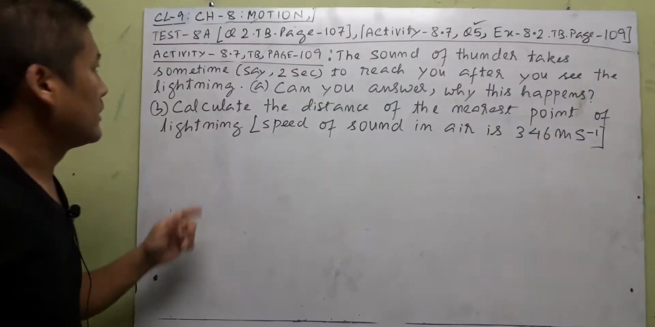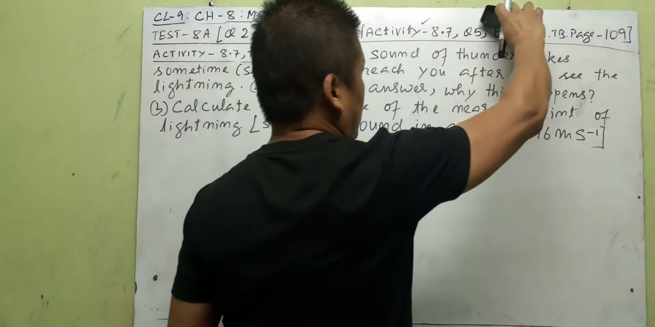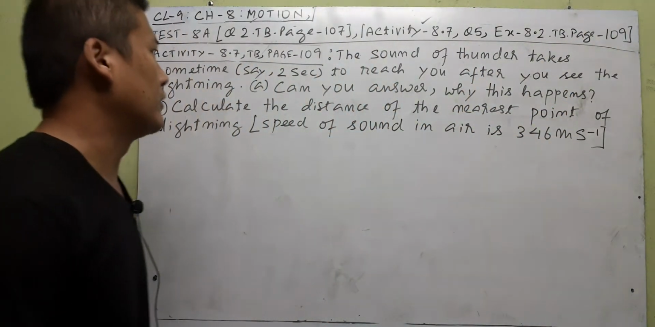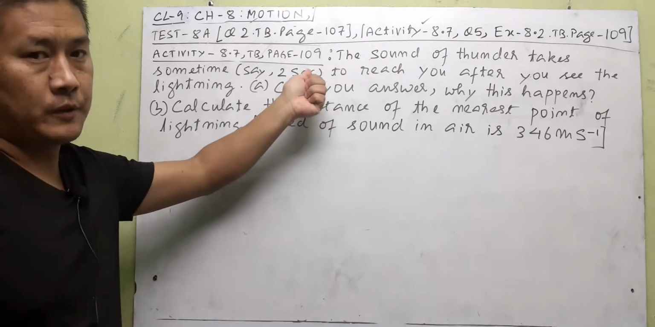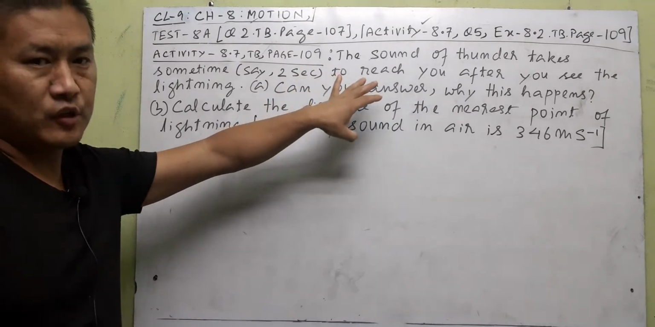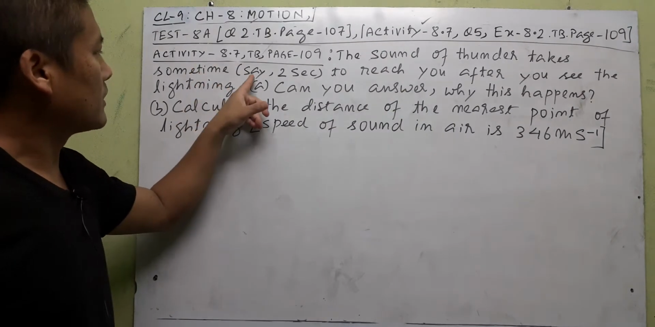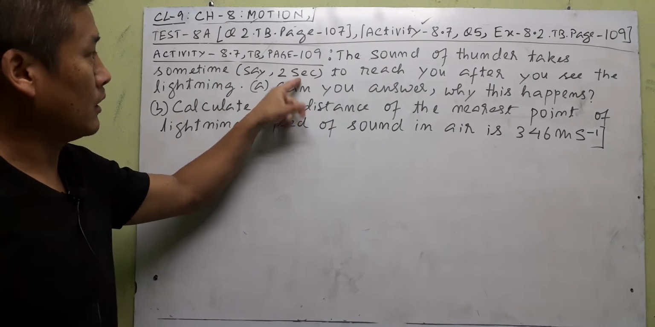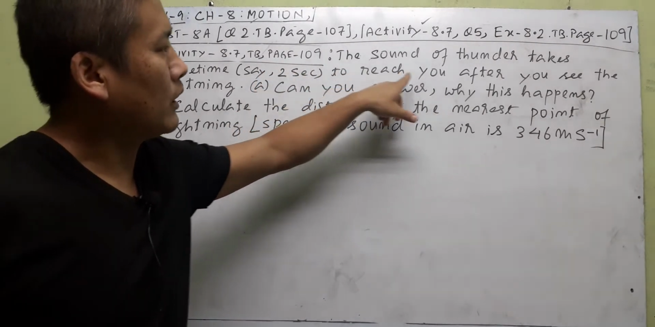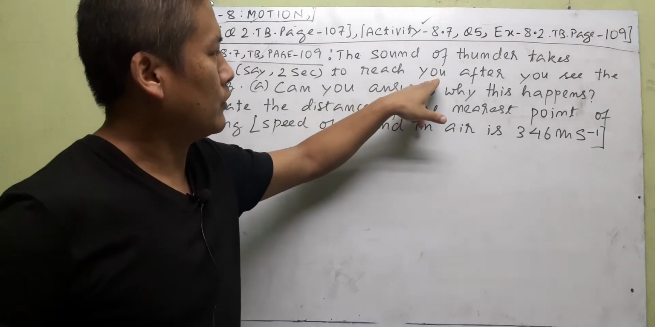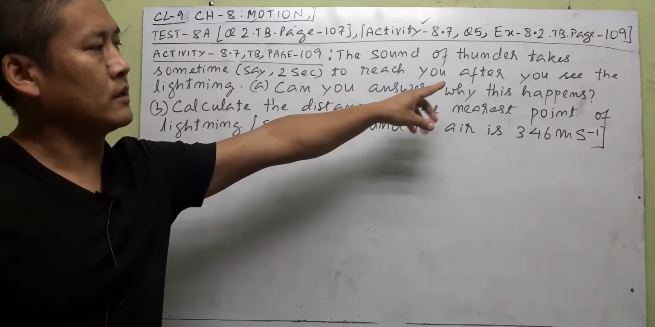Okay, let's start with this first one, activity 8.7. We'll find this on textbook page 109. But write down this question because there is a slight adjustment we have made, so we can make it into the form of a numerical. Okay, so here the sound of thunder takes some time, let us say 2 seconds. We have added this. This portion we have added ourselves to make a numerical. The rest are all identical. To reach you after you see the lightning. Can you answer why this happens?